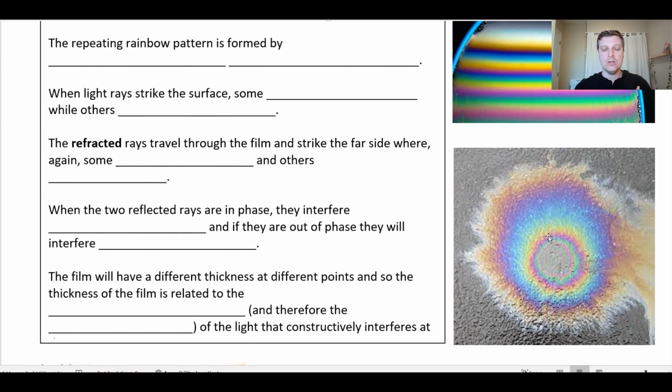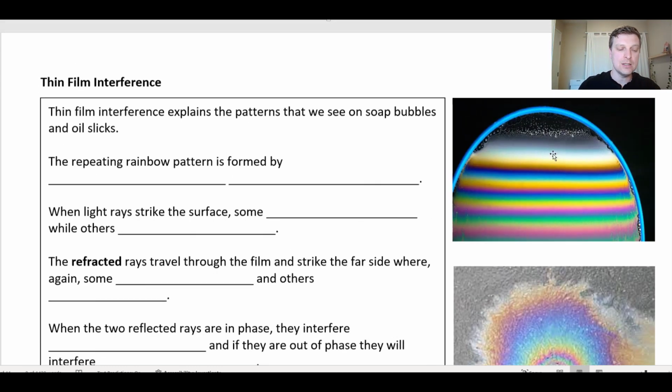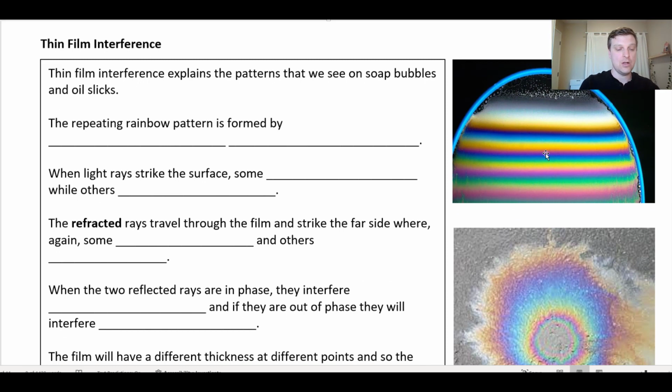Notice that not only do we see all the colors of the rainbow, but they become regular. They're like concentric, or in this case, it keeps reoccurring. It goes red, yellow, blue, green, orange, indigo, violet, and then over again, over and over. So let's try and understand why that happens, okay? In both cases, this happens because of something called thin film interference.